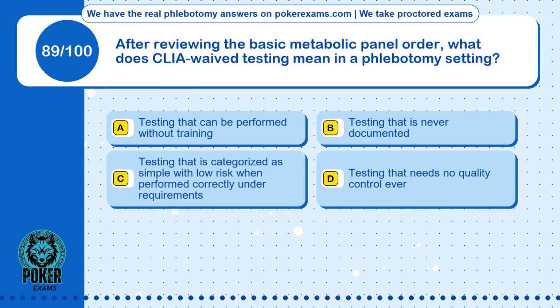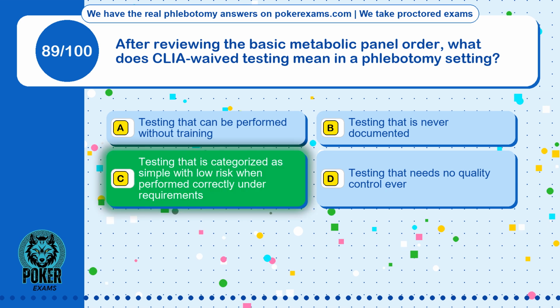Question 89. After reviewing the basic metabolic panel order, what does CLIA waived testing mean in a phlebotomy setting? Option A, testing that can be performed without training. Option B, testing that is never documented. Option C, testing that is categorized as simple with low risk when performed correctly under requirements. Option D, testing that needs no quality control ever.